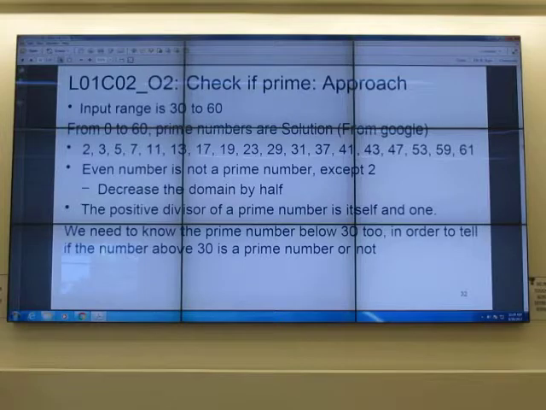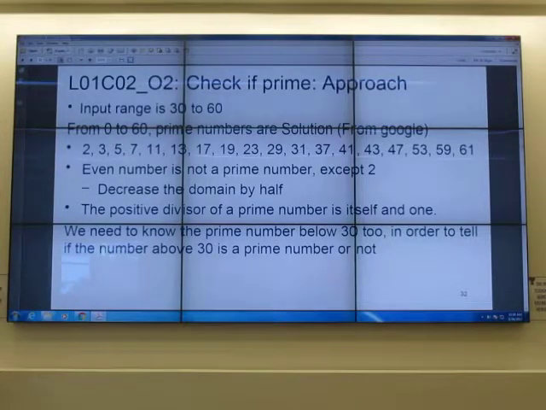Let's do something that's a little bit more complicated. I want to know from 30 to 60, which number is the prime number? So I Google the result. Start from 0 to 60. I know that 2, 3, 5, 7, 11, 13, 17, 19, 23, and so on, 59, 61 are prime numbers. Even numbers are not prime numbers except 2. 2 is a prime number, and 1 is not a prime number.